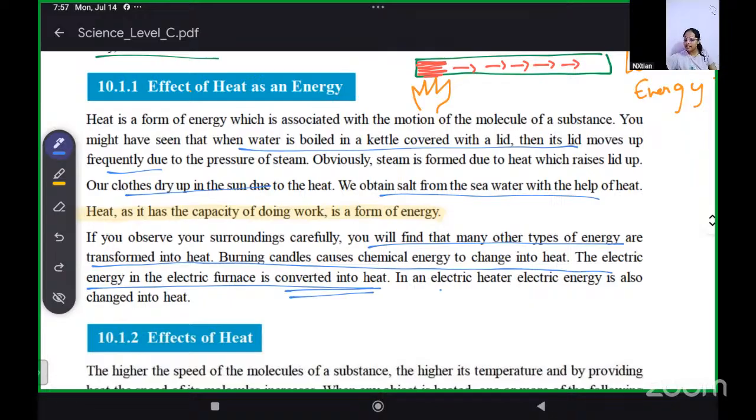In an electric heater also, it heats up because of electricity, but it produces what? Heat. It works because of electricity, and what it is producing is heat. So all of these energies, electric energy and chemical energy, get converted to heat because they are producing heat. Okay, understood? Any doubt till now?